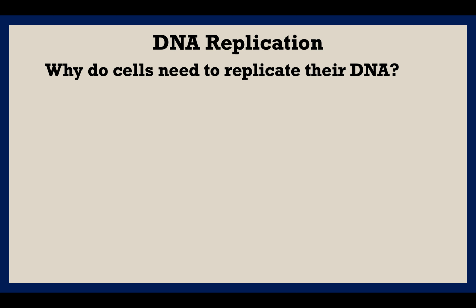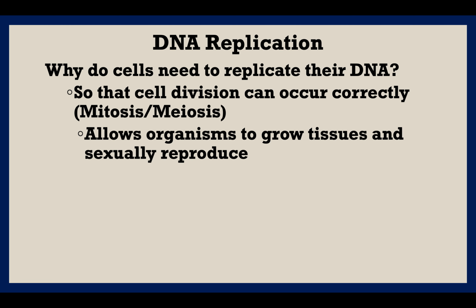DNA replication. Why do cells need to replicate their DNA? This is so that cell division can occur correctly. This is important for both mitosis and meiosis. This is what allows organisms to grow tissues and sexually reproduce. That is why DNA needs to be replicated. That is the basis of why one cell can turn into two, and then two can turn into four, and four into 8, and 32.